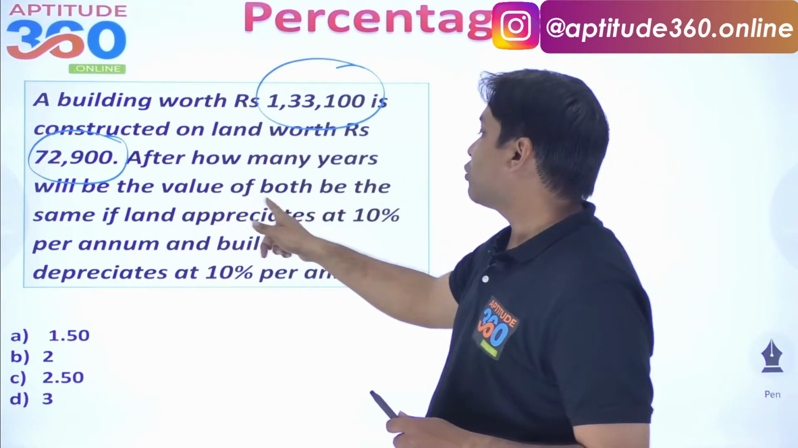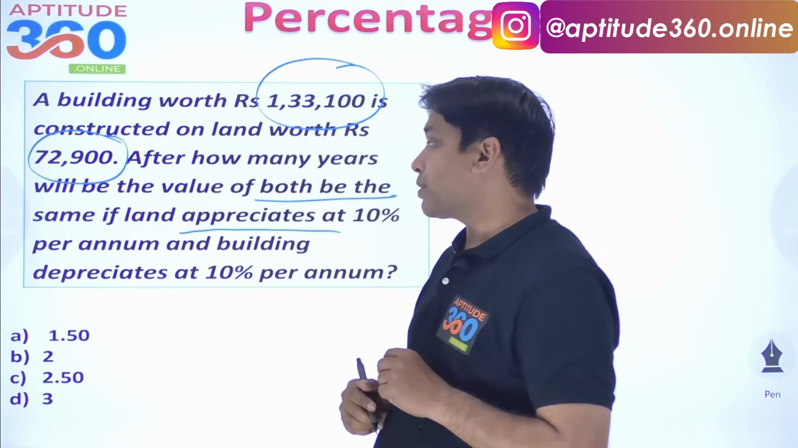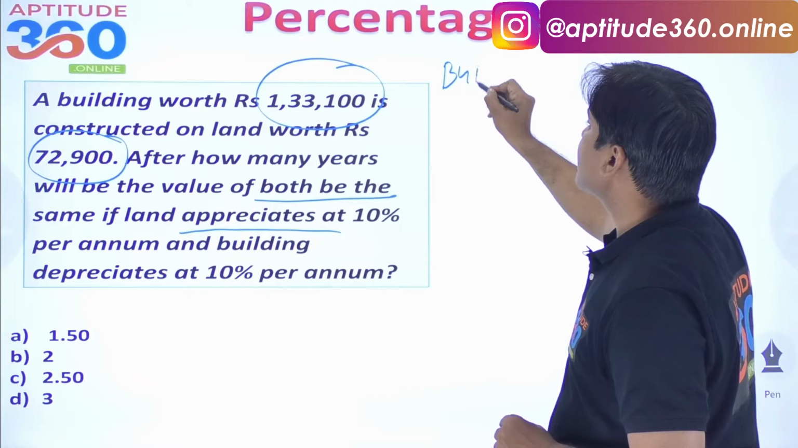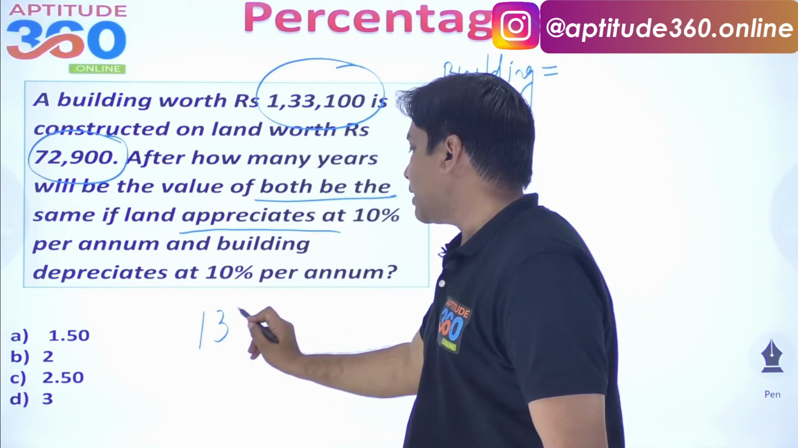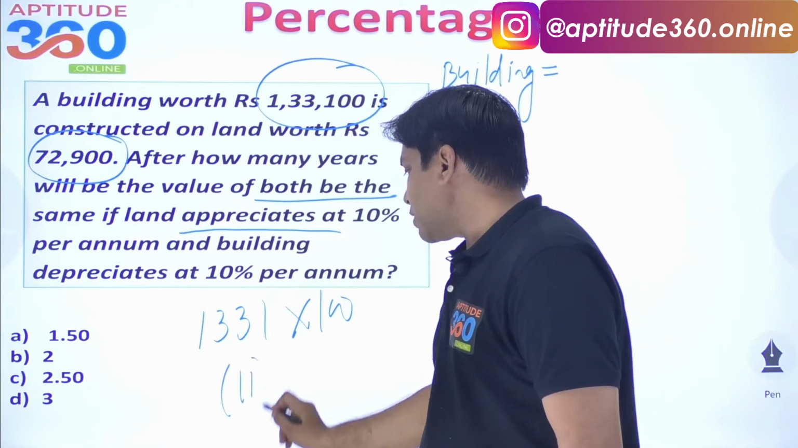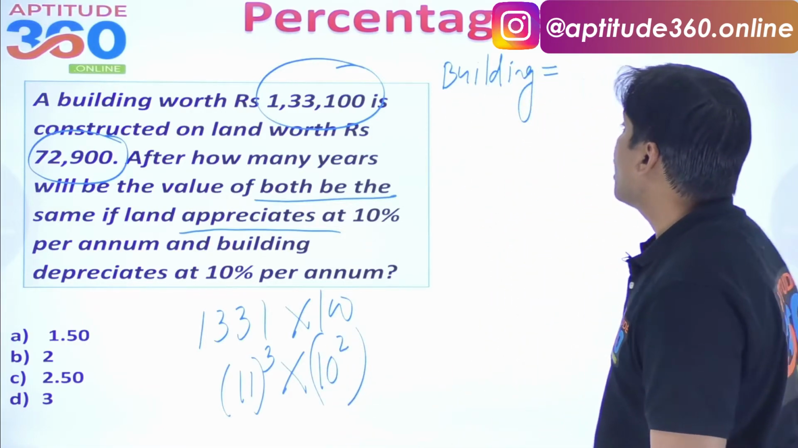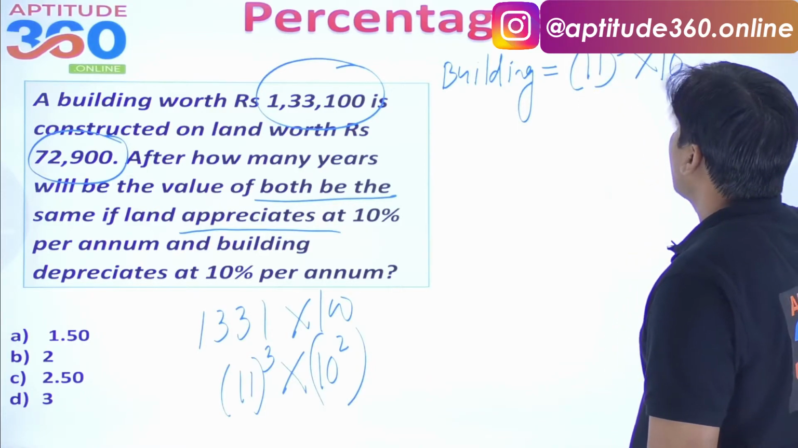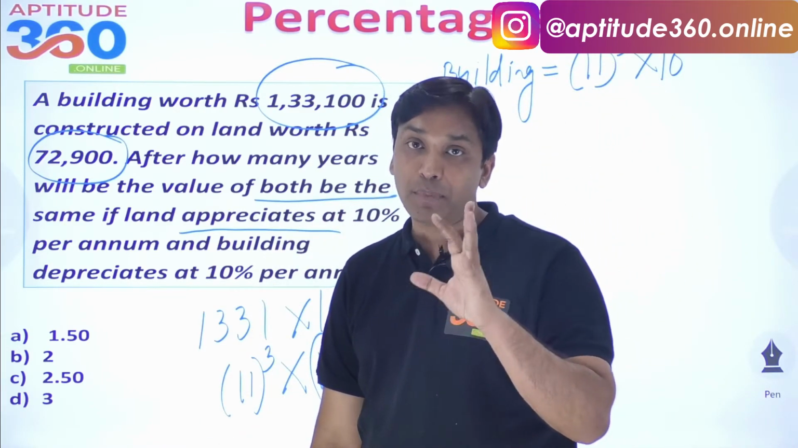How many years will this be valid for both? Land is appreciating by 10% and building is depreciating by 10%. So first you understand this. Price of building is 1331 into 100. So can I write this as 11 to the power 3 into 10 to the power 2, just for my simplification. So the price of building is this, and it is decreasing or depreciating by 10% every year.